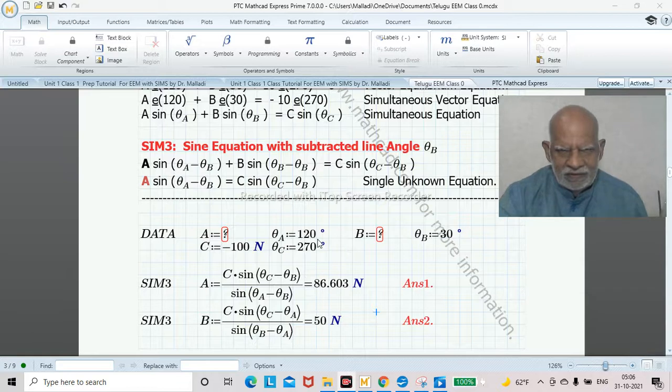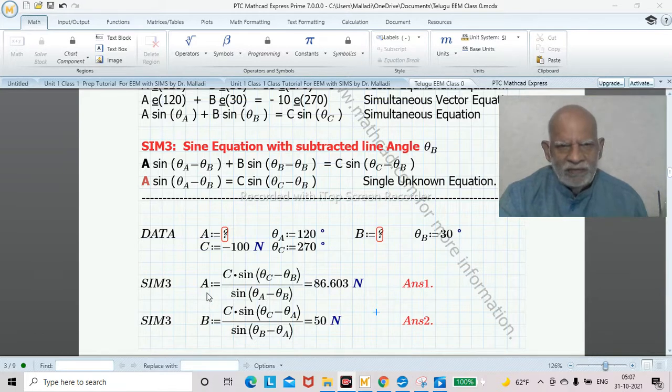So this is it. The angle should be very clearly mentioned in radians. If you don't put the degree sign here, it assumes radians, which is not desirable for us here. Okay, so this equation: A is equal to this calculation. This is answer 1, and B is like this.